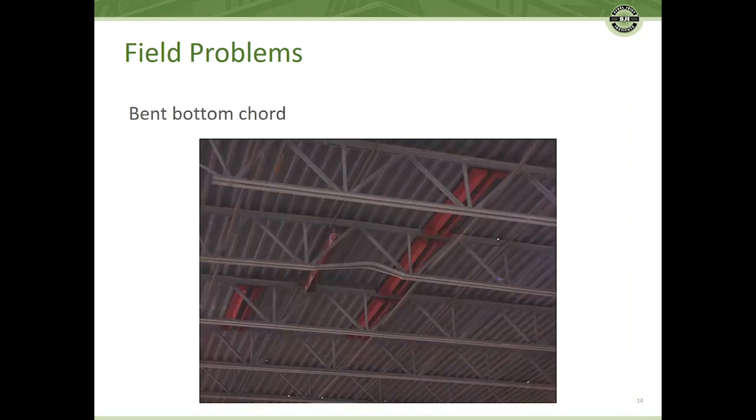Here's a situation in a warehouse building, where it was up and functional and had been used for quite a while, and the forklift boom was extended to the top, and it just so happened that it hit the joist and bent the bottom chord. Obviously, that's not the way they come from the factory, and so we're going to need to do something to fix that.